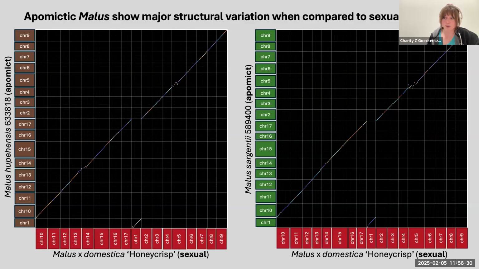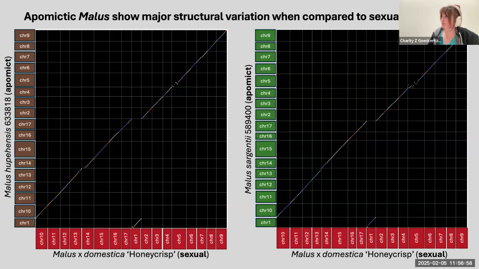the left and Malus sargentii on the right, and they are being compared against 17 chromosomes, so one haplotype of sexual Malus domestica. And yes, I chose this one haplotype for these triploids to show you, and you'll find out why in a second. So in both species, you can see that there's a breakdown of the synteny here and there. That's represented where these nice clean diagonal lines kind of break and flip.